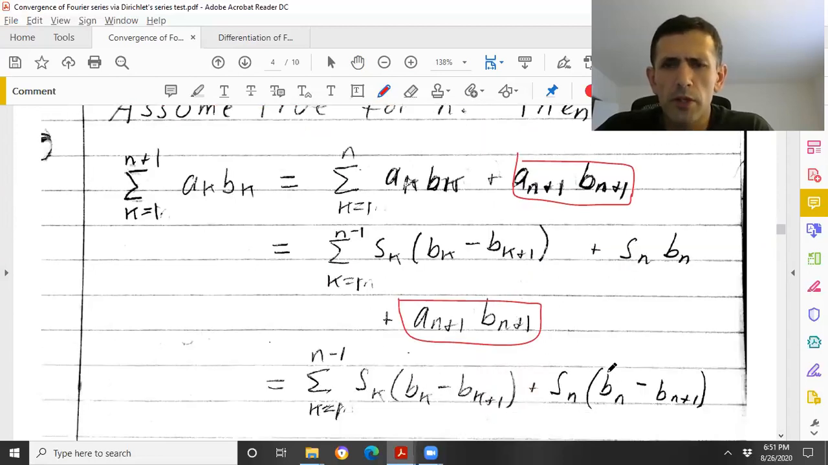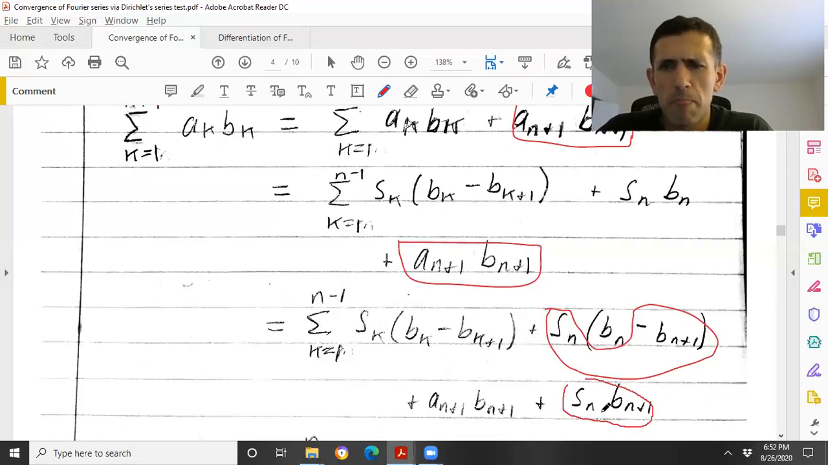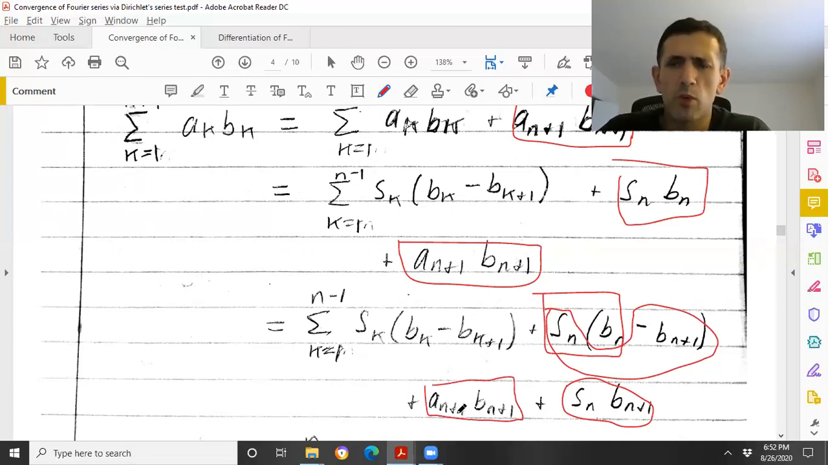Okay, so what I'm going to do is I'm really going to add and subtract S_n times b_{n+1}. So here it's a minus, and here it is a plus. Okay. So yeah, I'm just subtracting. So it's minus S_n b_{n+1} plus S_n b_{n+1}. Otherwise, it's the same sum here, and then S_n b_n, which I'm putting in a box here. And this is already in the box. So a_{n+1} b_{n+1}, a_{n+1} b_{n+1}.